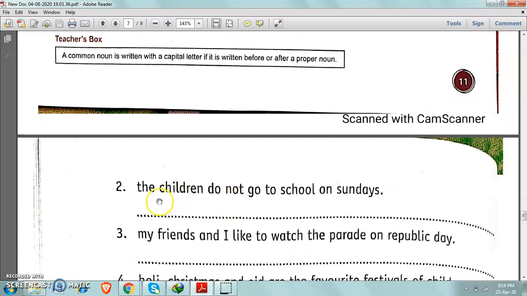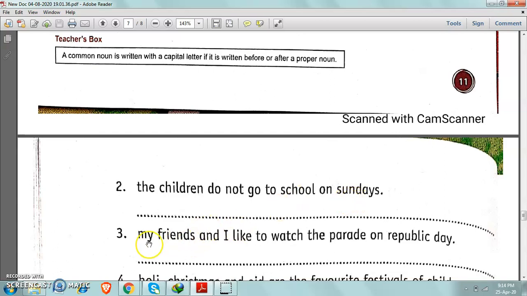See now. The children do not go to school on Sundays. Because Sunday is a holiday. Now come here, is the first letter capital? No, we will make it capital. Then you will write The children, T capital, and the same sentence. And Sunday is the name of a day. It is a proper noun, so it will be capital. For any name of a day, the first letter will be capital there.